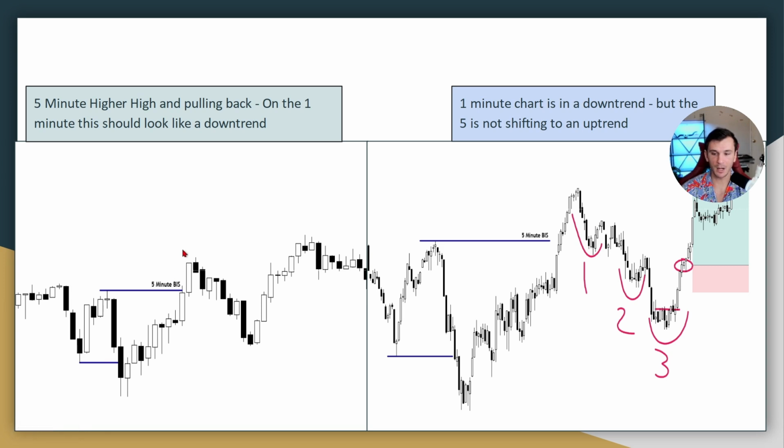So we have a 5-minute higher high and a 5-minute that starts to pull back. And you can even kind of see how it's come down in those 3 legs here on a 5-minute chart where they're breaking down, and then we have a pause, and then we break down, and we have a pause, and then we break down.